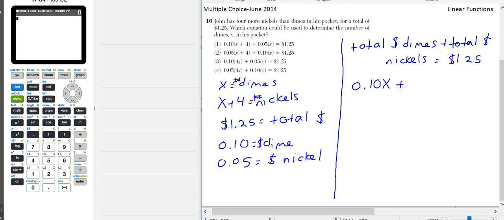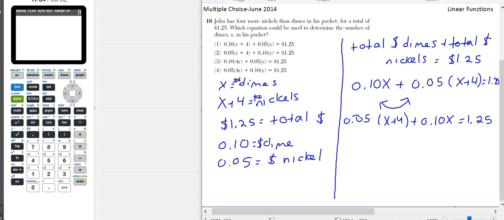Plus the total dollar amount of nickels. The total dollar amount of nickels is how much each nickel is worth, which is 5 cents, times the number of nickels that he has, which is x plus 4. And that is equal to $1.25. The sum of that is $1.25. Now we could switch the addition order, it doesn't matter. We could switch this and rewrite this as, and this is choice 2.